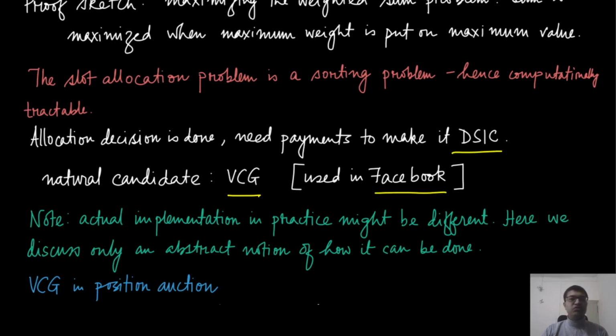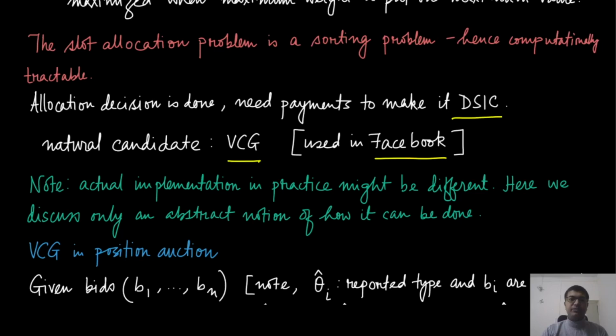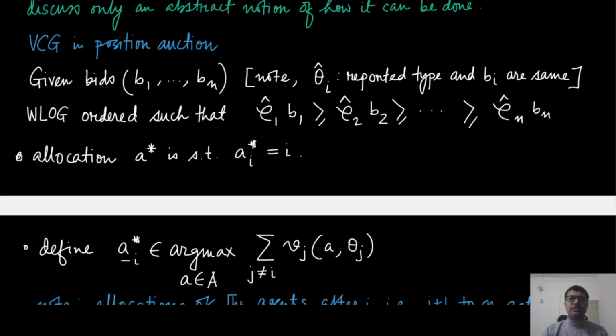As we said before, the actual implementation in Facebook or other social media might be different from what we have actually discussed here. So we are only going to give you an abstract notion of how this auction can be done. For the position auction in VCG, we have the bids, which you can think of as the same as the theta i hats, the reported type of player i.